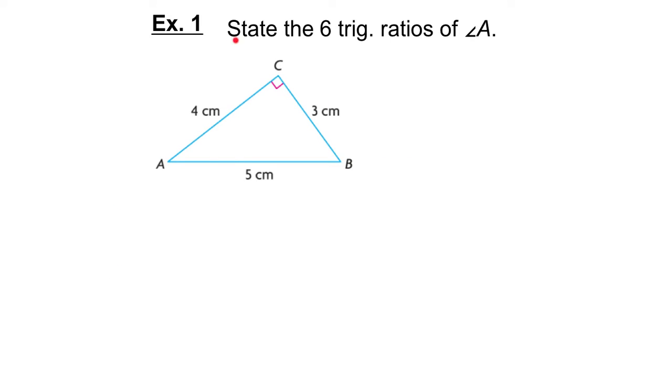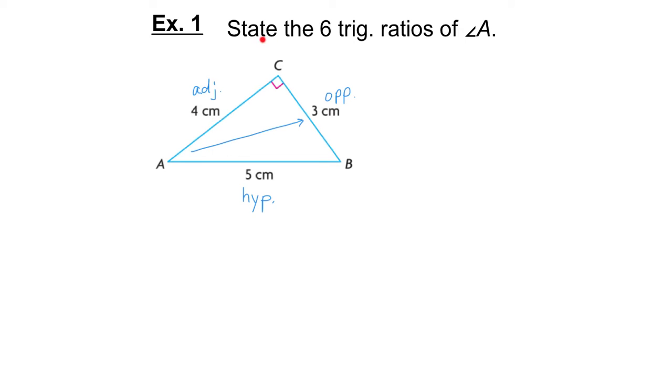So in this example, we're going to state the 6 trigonometric ratios of angle A. So here's angle A. Start by labeling hypotenuse, opposite, and adjacent so that you can actually write what the ratios are for angle A. Here's the 90-degree angle, so the 5 centimeter side is the hypotenuse. This is angle A, this is our reference angle. So straight across from that is the opposite side, 3 centimeters is the opposite side. The other side is adjacent.